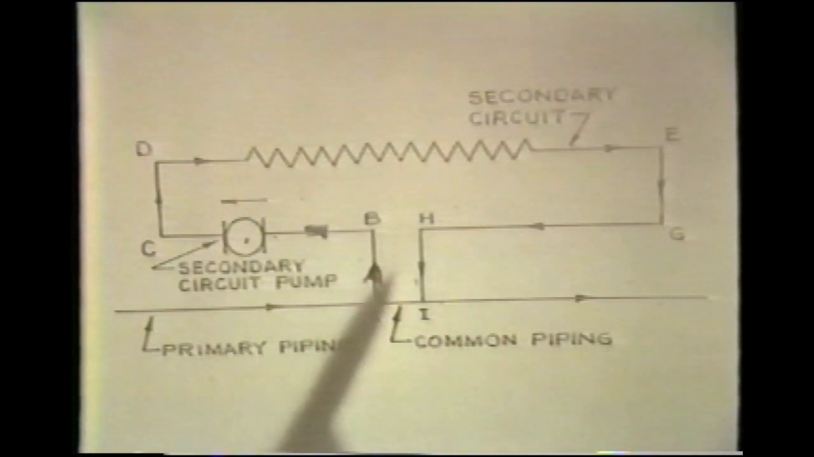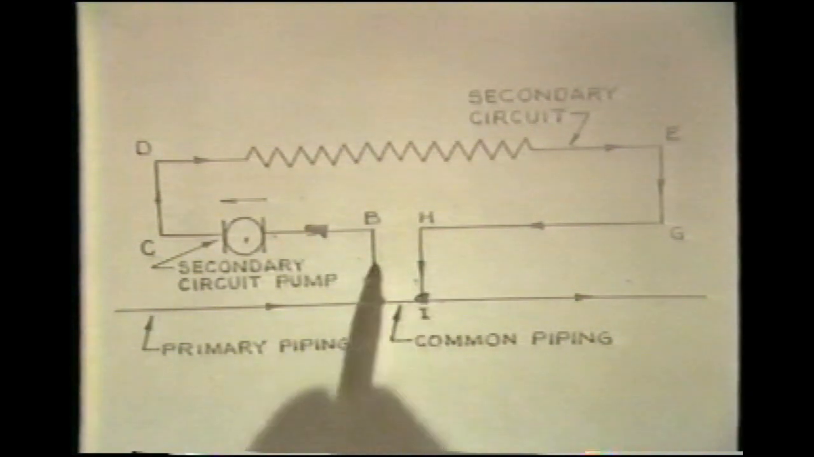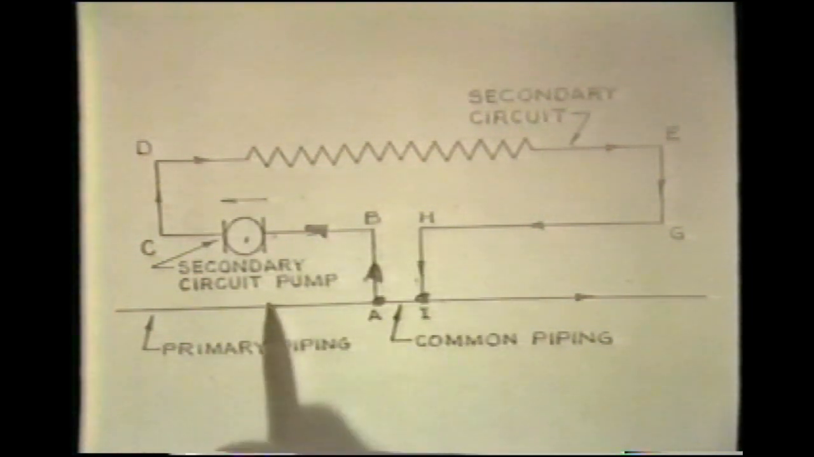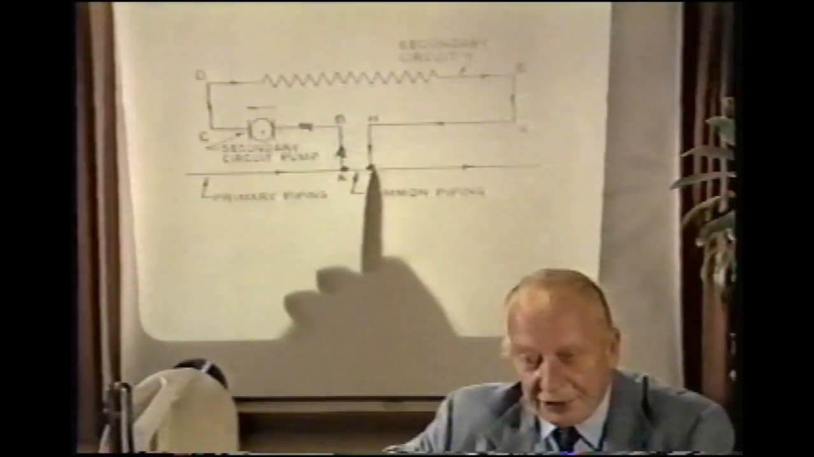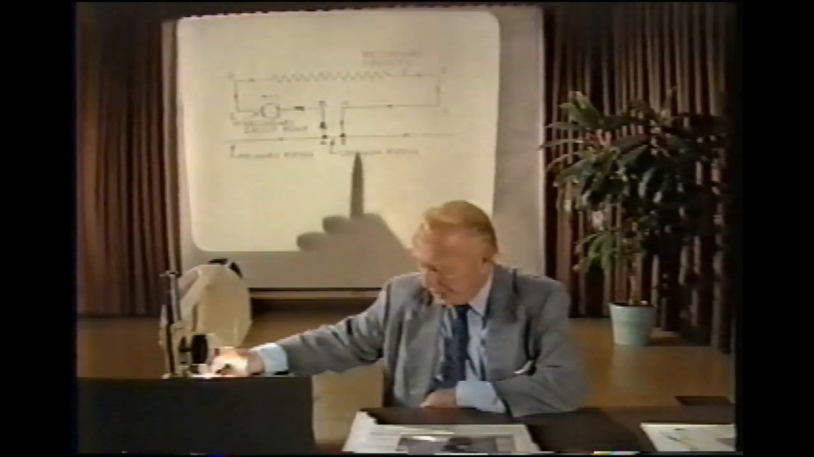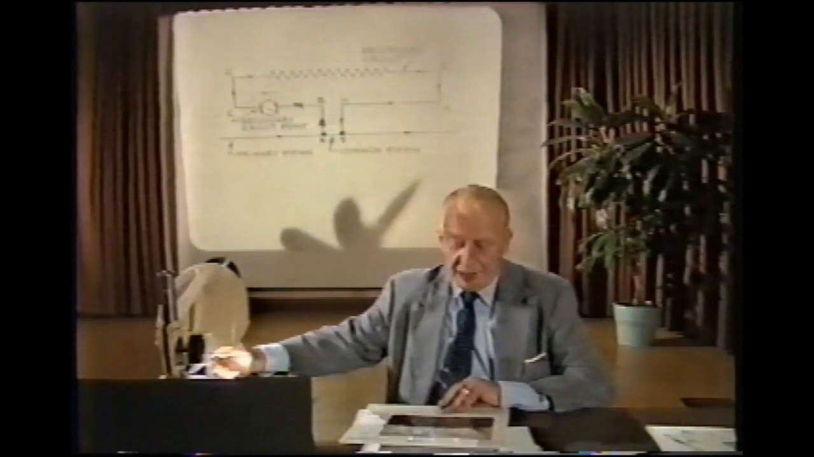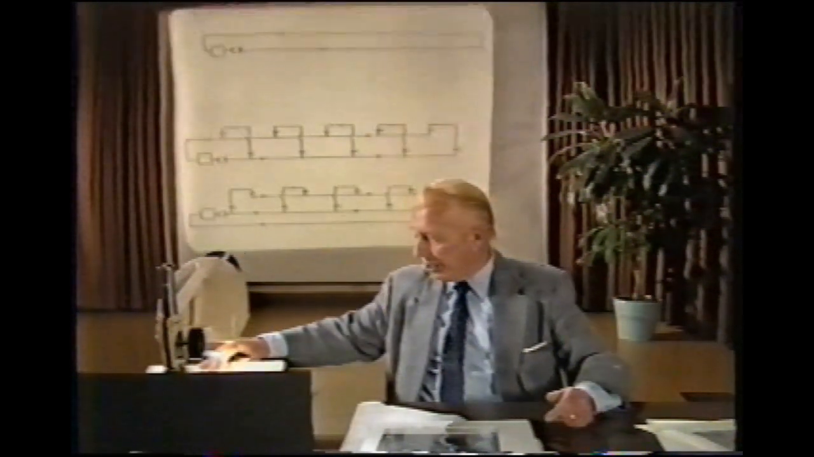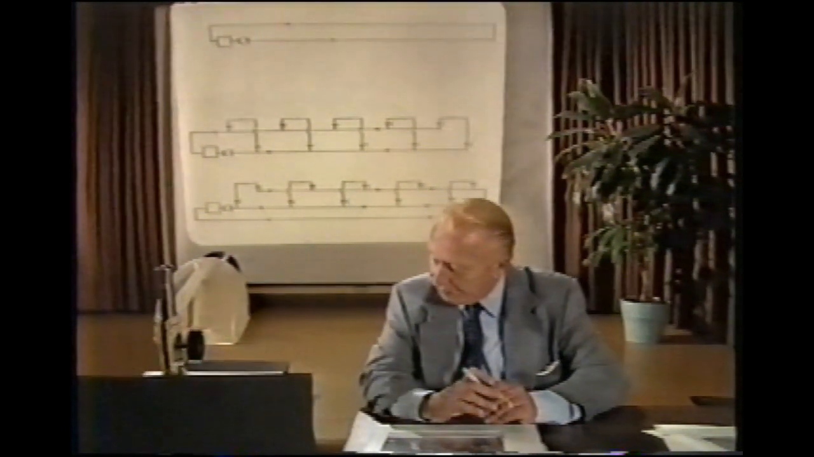This then is the basic principle behind primary-secondary pumping, that we disassociate the pumping of the secondary circuit from the pumping of the primary circuit by means of a section of piping common to both the secondary circuit and the primary circuit. But that piping then has very low head loss. So let's look then at some of the primary mains that are used for primary-secondary pumping.